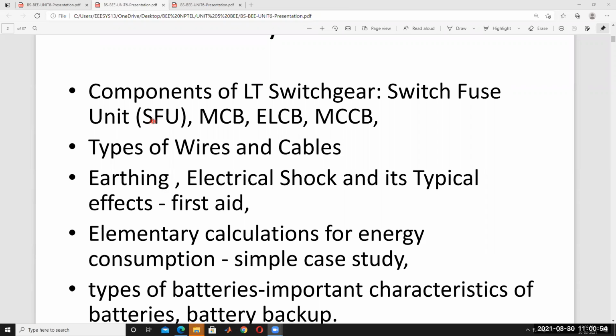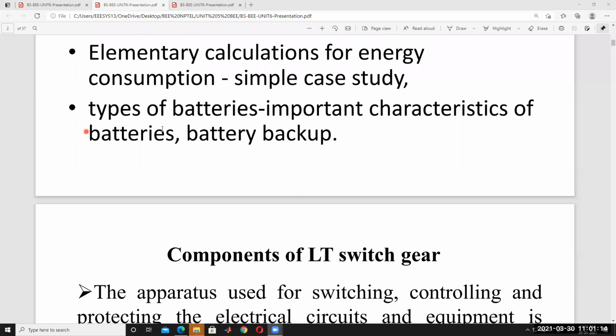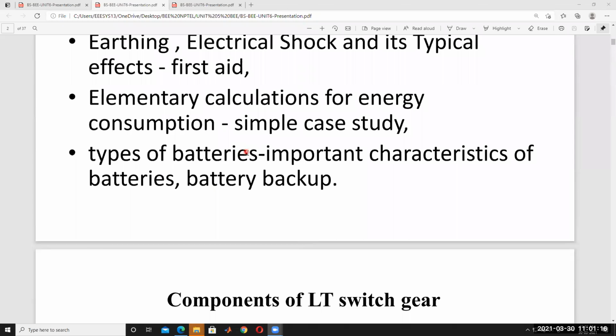MCB, ELCB, and MCCB. These are the different switchgear. And the types of wires and cables, we have to discuss. And earthing, electrical shock and typical effects. We have to discuss elementary calculations of energy consumption. Also types of batteries and important characteristics, also batteries, battery backup. So these are the different concepts we have to discuss one by one.